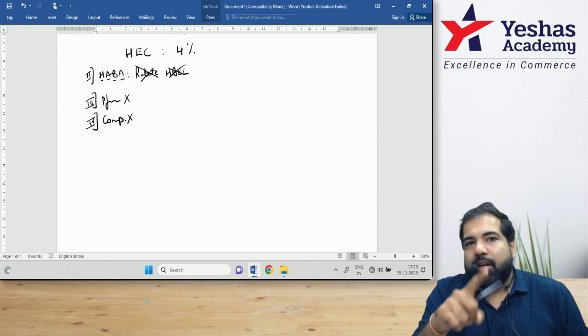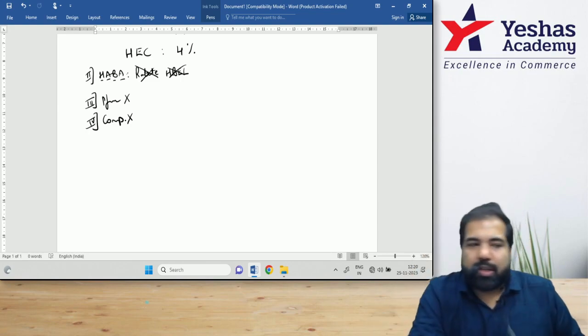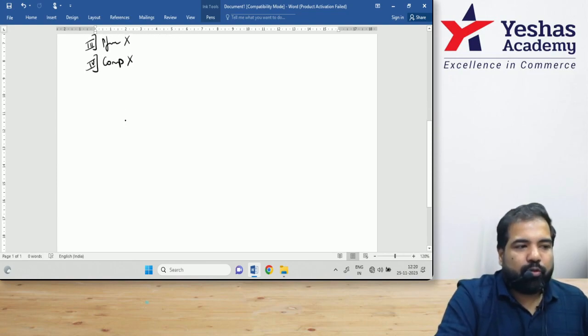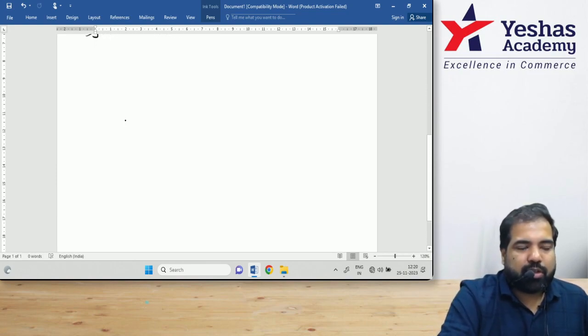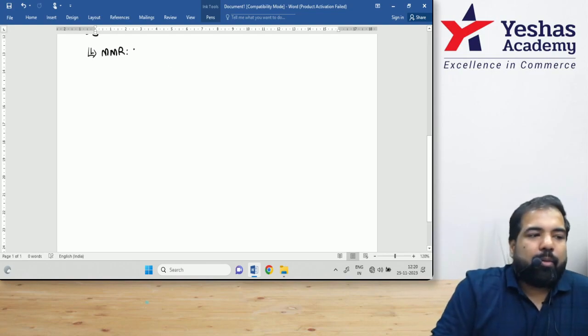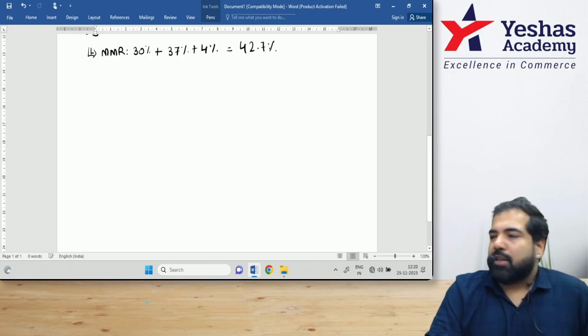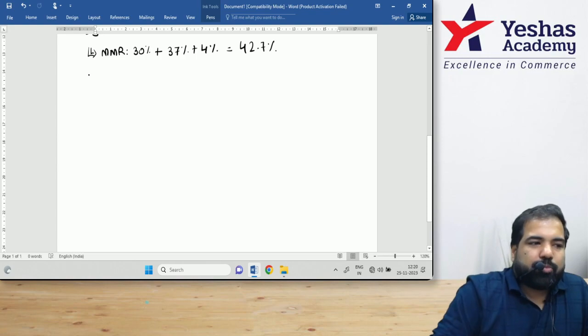And as a CA student, the faster you realize what is there in your exam, the better your exams will be. Yes. Now, guys, we move ahead to the next concept. I'm just discussing an additional concept, maximum marginal rate. They will never ask you to calculate it, but it is 30% plus 4%, which works out to be 42.7%. This is only used in case of penalty.